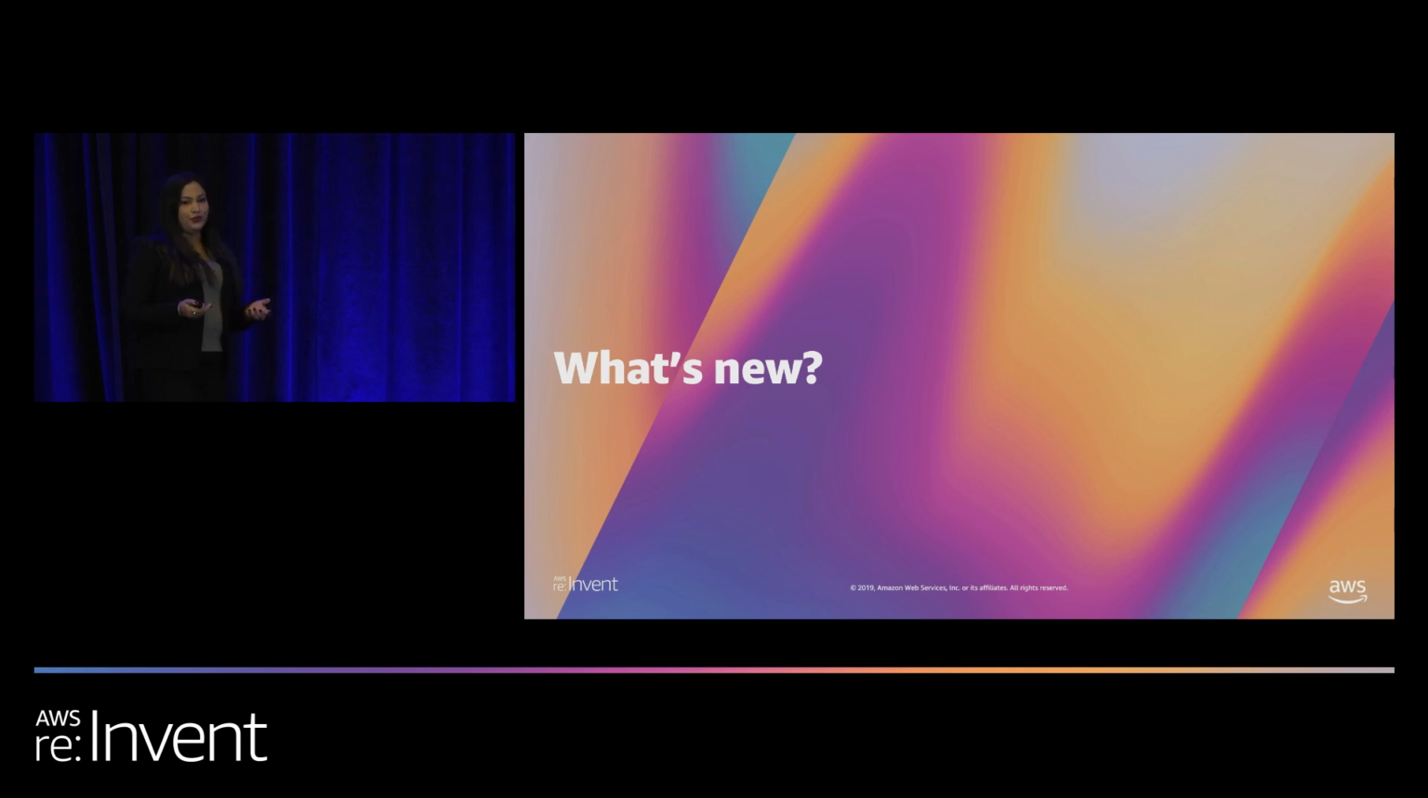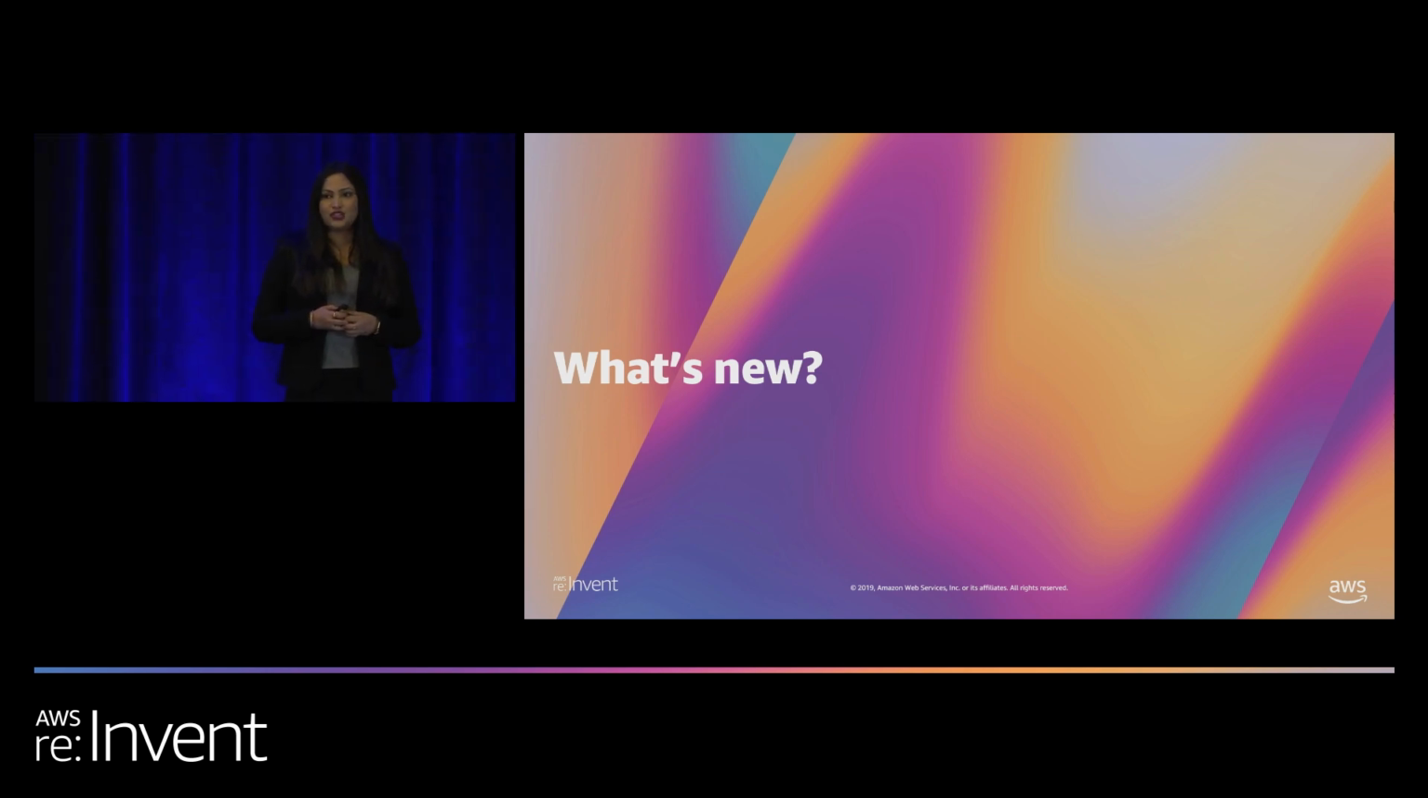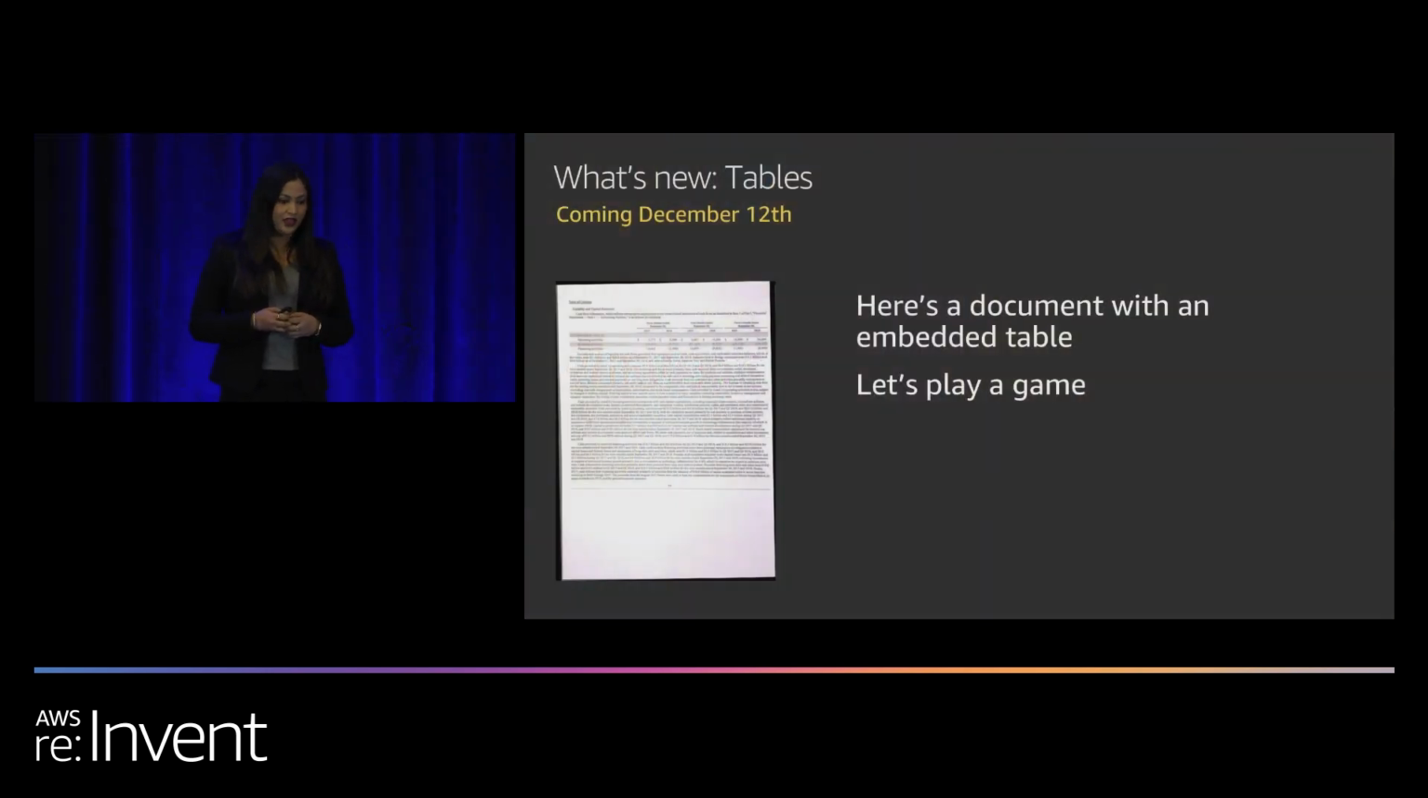So what's new in Amazon Textract since we launched 6 months ago? I can tell you that the team has been busy, and I'm excited to talk today about some of our quality updates and some functional improvements in the service. First, I want to talk about our Tables API.